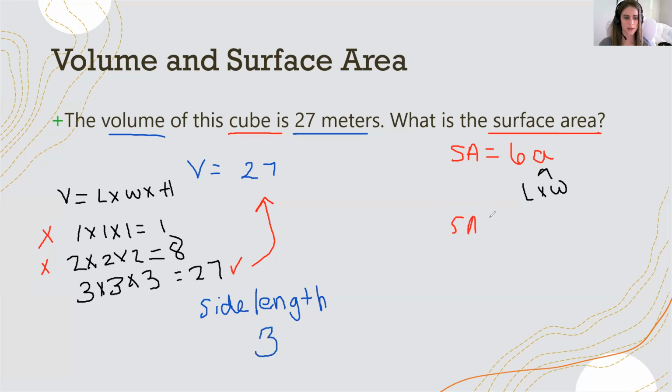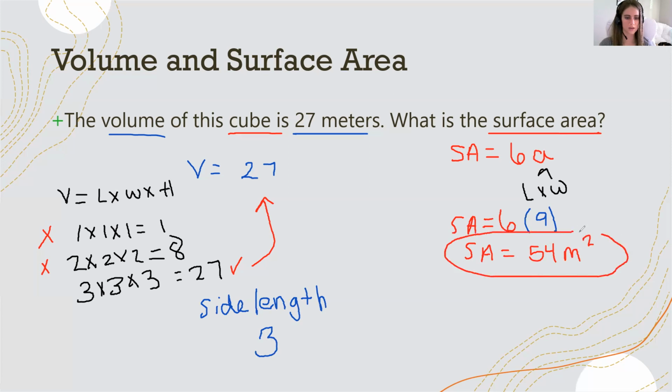So surface area is equal to 6 times the area of one face. Well, length times width would be 3 times 3, which is 9. And then 6 times 9 is 54. In this case, it would be meters squared. So if a cube has a volume of 27 meters, its total surface area would be 54.